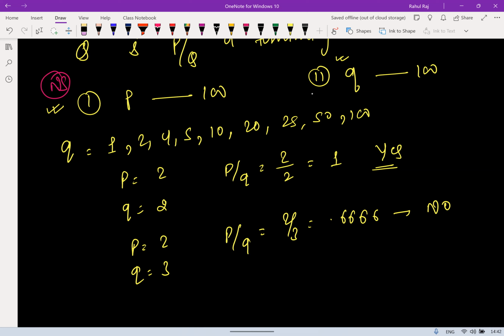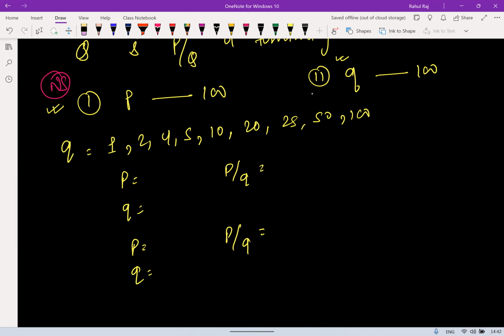So if at all you have answered C, can you give me a yes and no situation for option number B? Because when you are marking answer C, we can take Q as 2 and P also 2, so we'll get a yes situation. But we can take it as a fraction also. So when we take it in a fraction way, then we'll get a no.